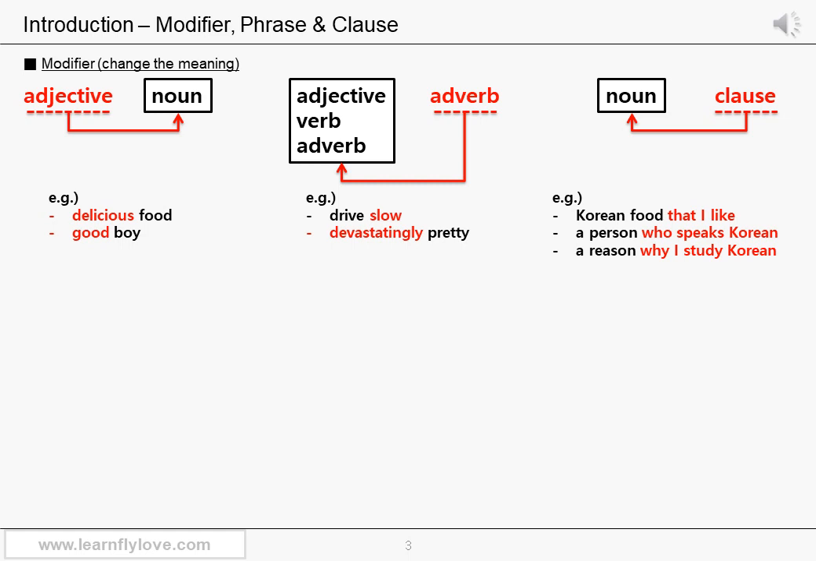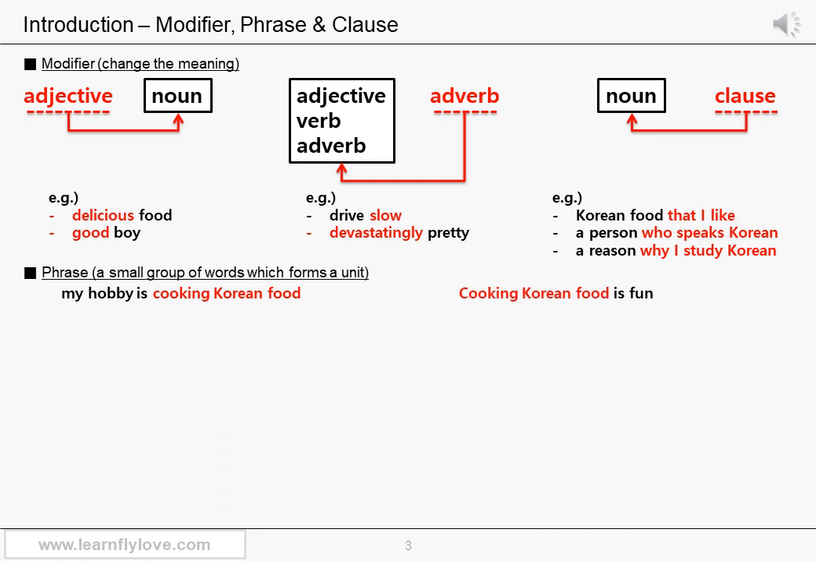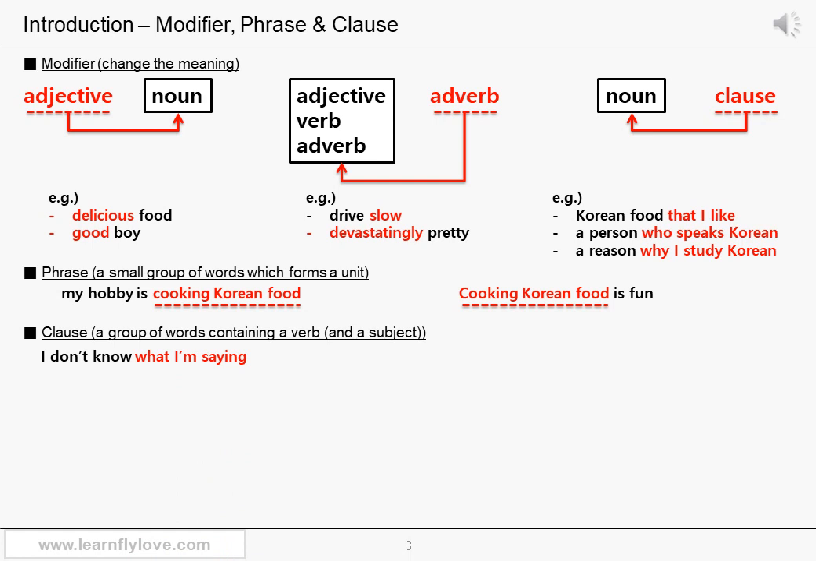Maybe it's too easy for you to learn just about modifiers. Let's learn more. Phrase. Phrase is a small group of words which forms a unit but which doesn't make a perfect sentence with a verb and a subject. My hobby is cooking Korean food. Cooking Korean food is fun. Let's learn how to say cooking Korean food part. Next, clause. Clause is, like we said, a group of words containing a verb and a subject. I don't know what I'm saying. We'll learn how to say this what I'm saying part.